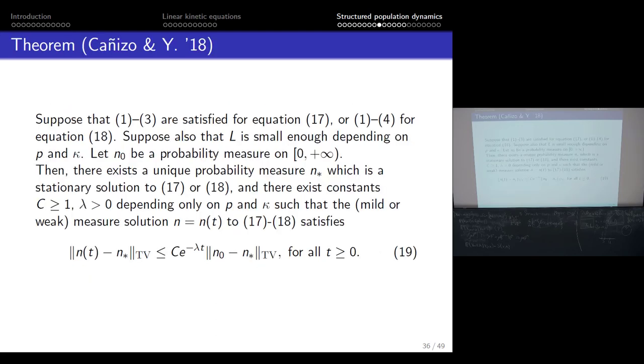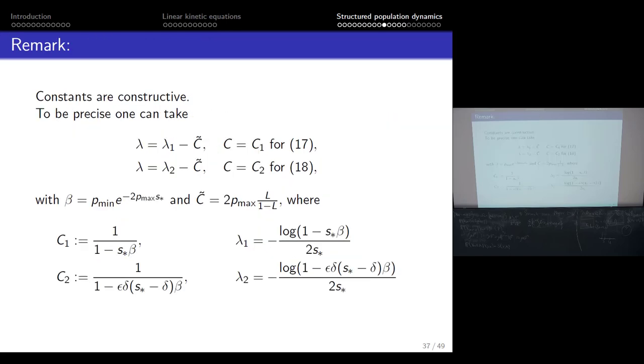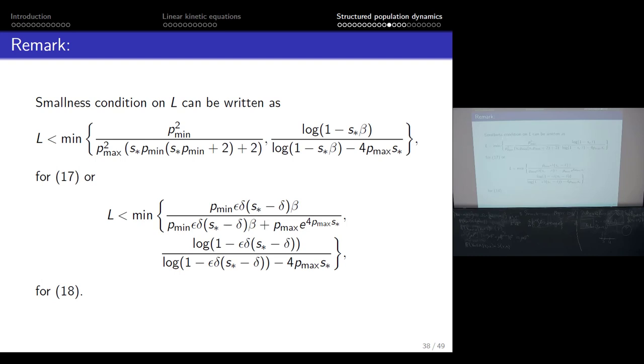If we have these assumptions, then we will have the unique equilibrium by using Doeblin's theorem and exponential convergence to that equilibrium. And of course, these constants all come from the Doeblin's condition being satisfied, and then this smallness assumption on L will be written by something like this, which also comes from calculations and doesn't look so nice.